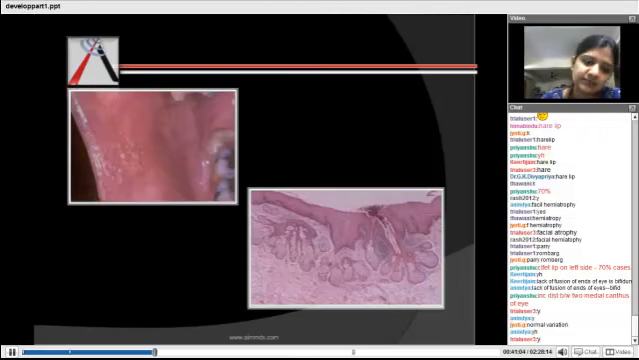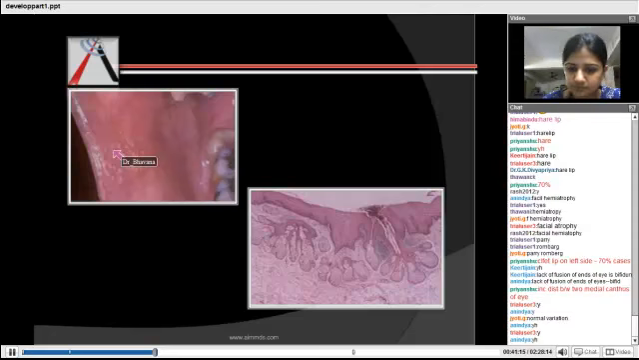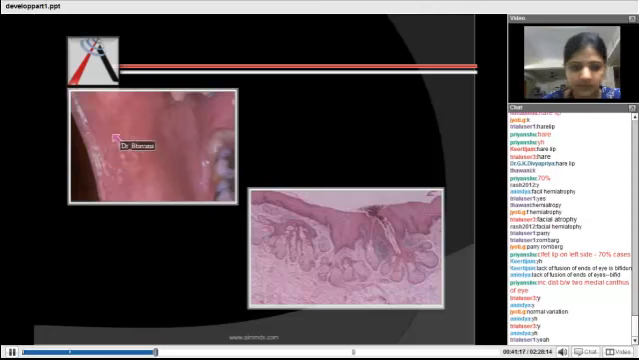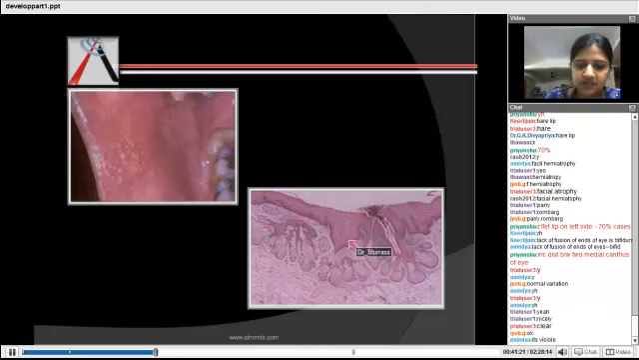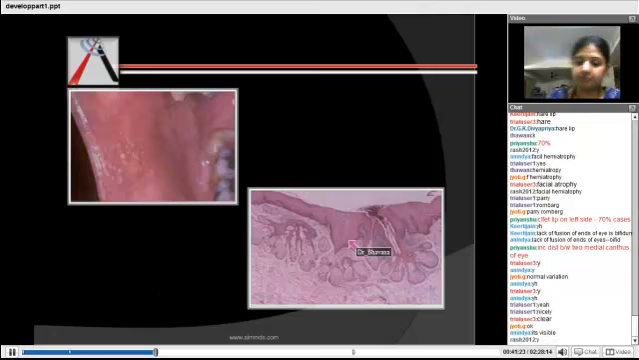You have a diagram. I'm not sure how well you can appreciate the yellow spots here. Are all of you able to see this picture? Okay. So you can see these yellow spots, that's how they will appear. And the histological diagram of how the sebaceous glands appear histologically.